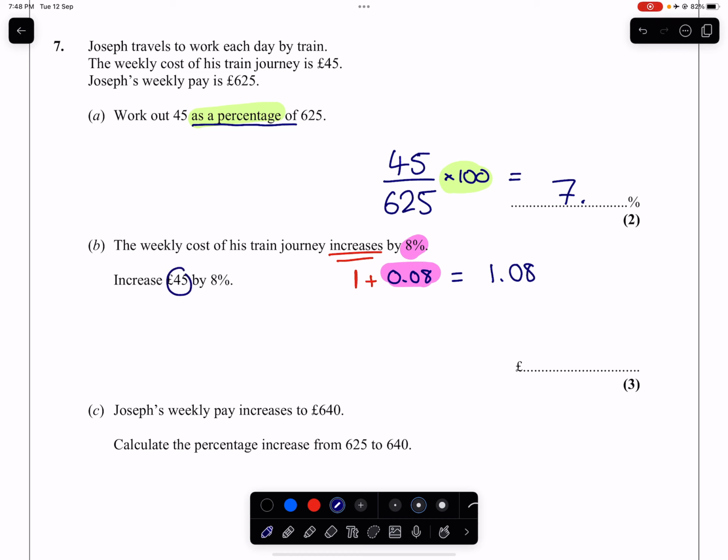So if I want to actually increase this 45 by 8%, I simply need to multiply it by 1.08. And that's going to give me £48.68.